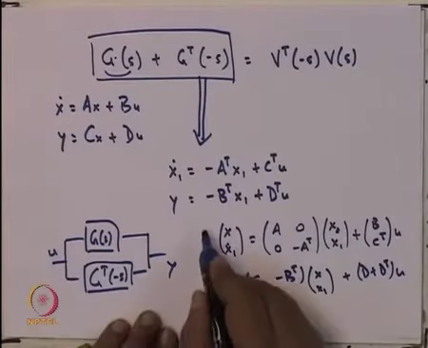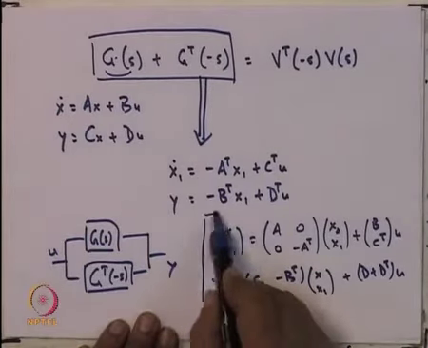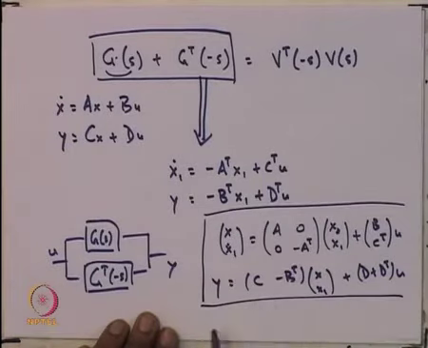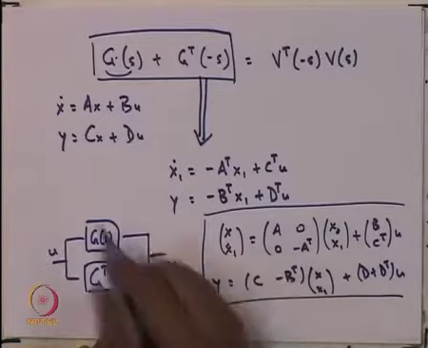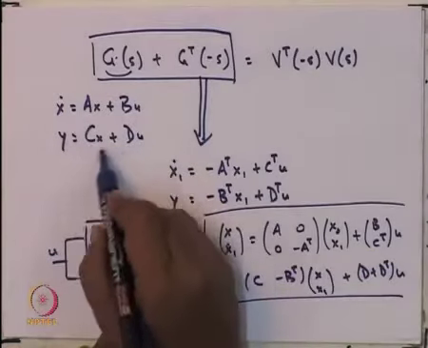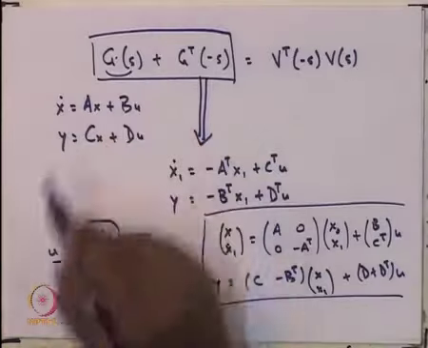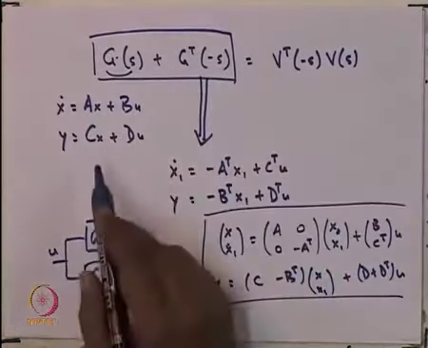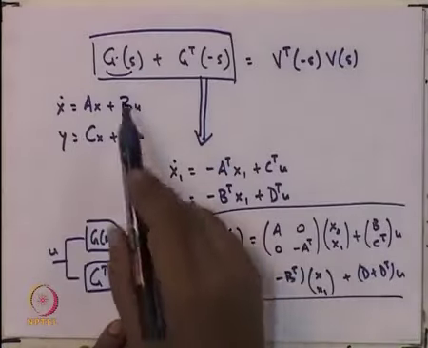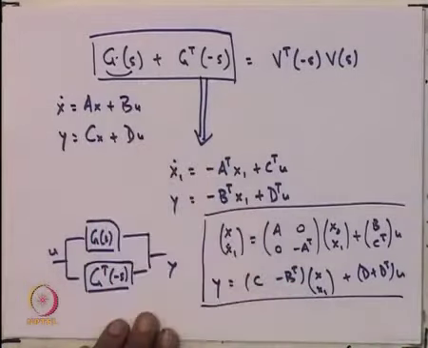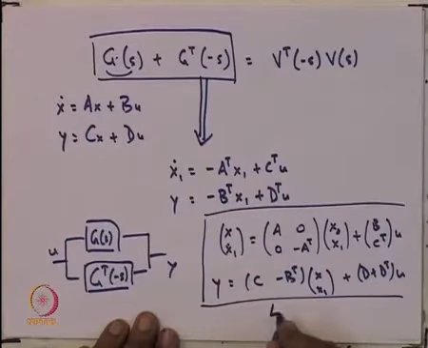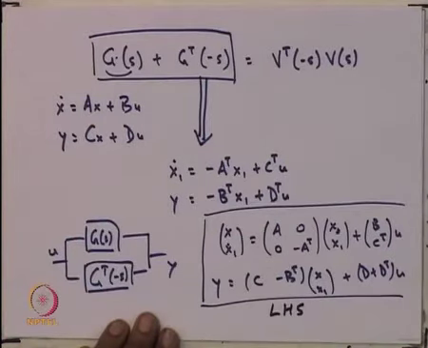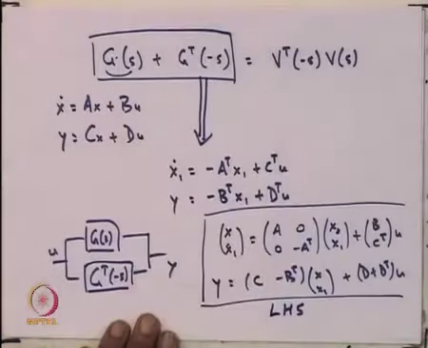So, what we have got here is the state representation. This is the minimal state representation, because we have said that this is the minimal state representation for GS. Therefore, this is a minimal state representation for G transpose minus S, and therefore, this is the minimal state representation for what is on the left hand side. So, let me just call this left hand side. What we have is a minimal state representation for the left hand side.